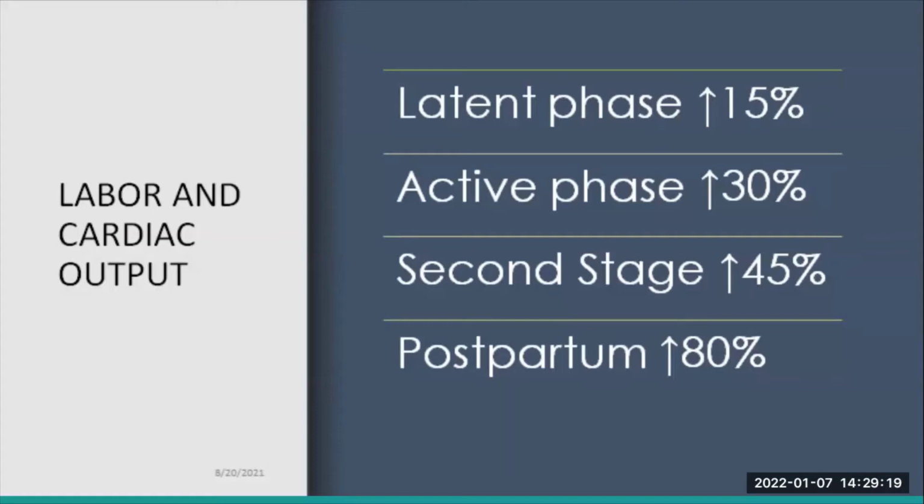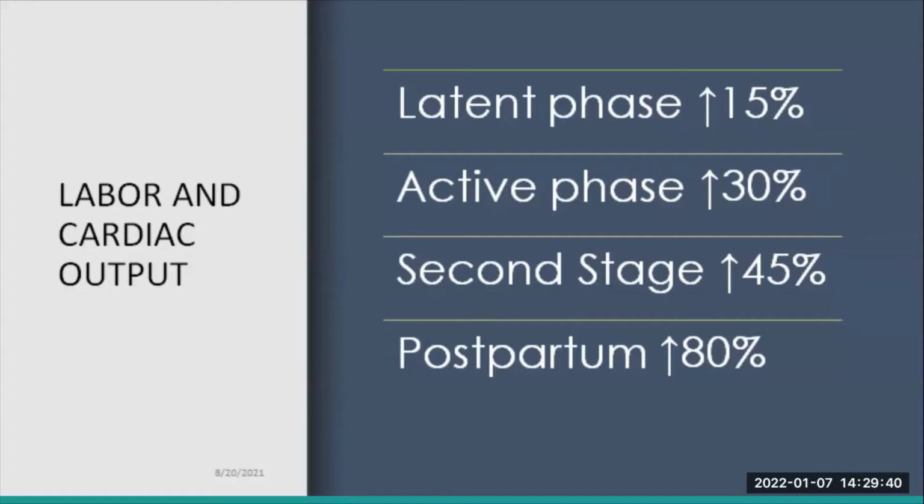But at this stage, labor is not yet so intense. The contractions are not yet that intense. They come and wane very fast. But during the active phase, when you have those strong contractions that are not ending and the cervix is fully dilated, the cardiac output increases by about 30% in order to make up for that contraction.